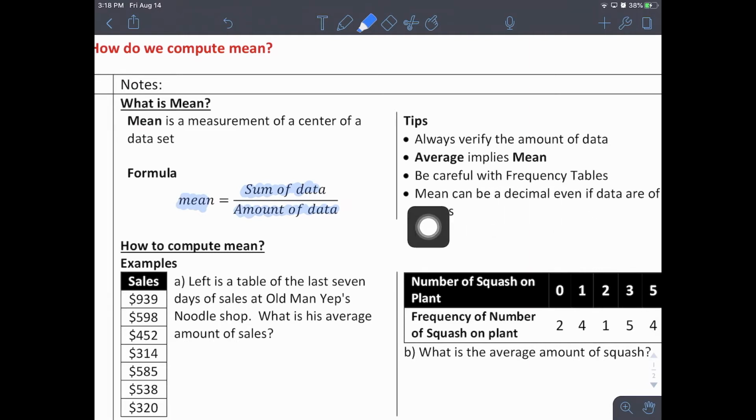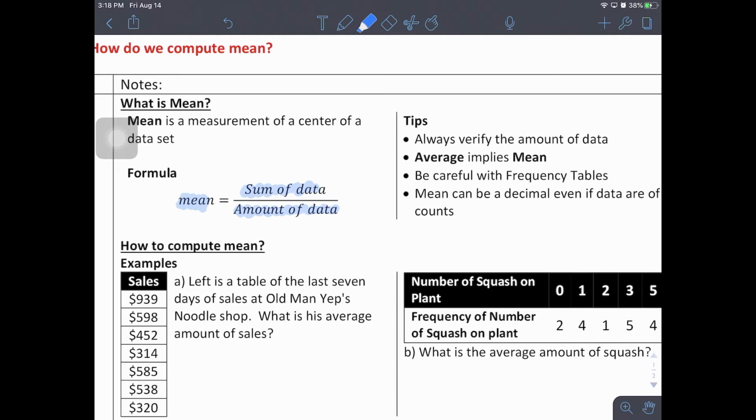And mean can be a decimal even if the data are of counts. So it can be meaningful for us to give us an idea about what the mean is, even though you might not be able to have a fraction of a person or a fraction of a book or something like that. So just be mindful of it. Let's take a look at this next one.